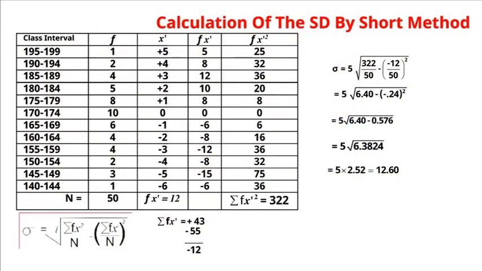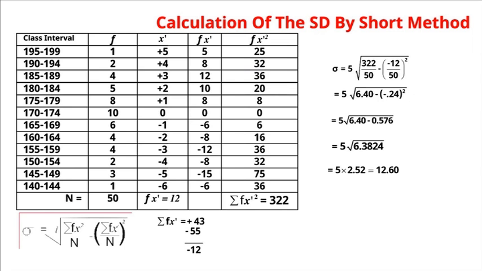Now, how to calculate the standard deviation for data in group form? There are two methods, long method and short method. I am explaining the short method. Now, grouped data, it is clear: 140 to 144 is one group, frequency 1. That means one case is lying between 140 to 144, 3 cases are lying between 145 to 149 and 2 cases are lying between 150 to 154, and so on.